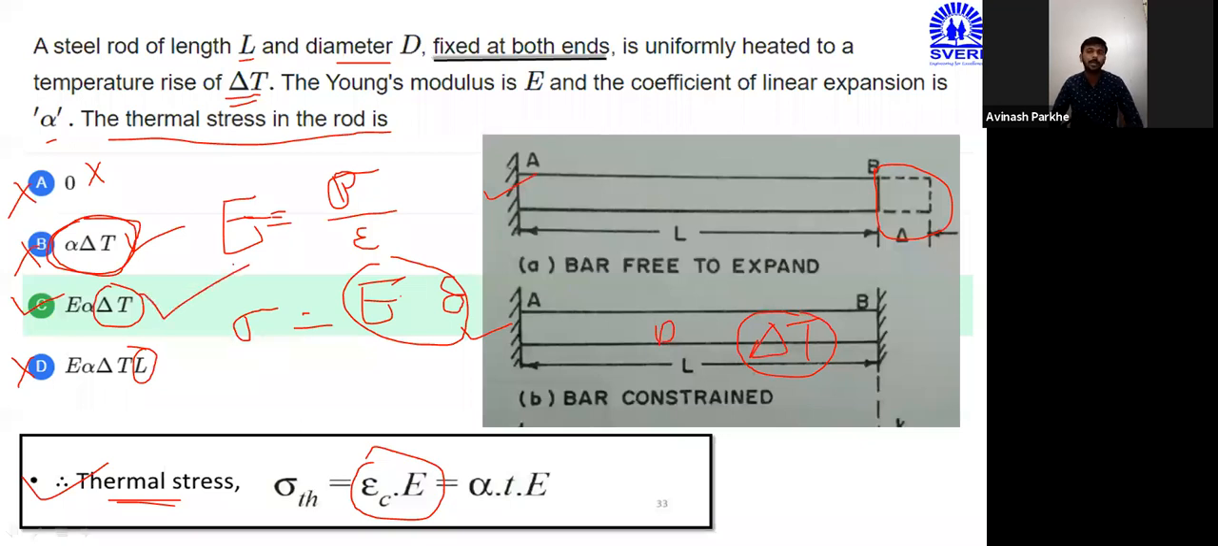So the previous problem and this problem are exactly opposite. In the previous problem, there was no thermal stress. Why? Because the body is free at one end. In this particular problem, thermal stress will be developed because the body is fixed from both sides. So those conditions we have to understand.